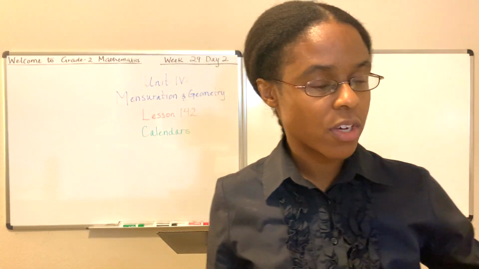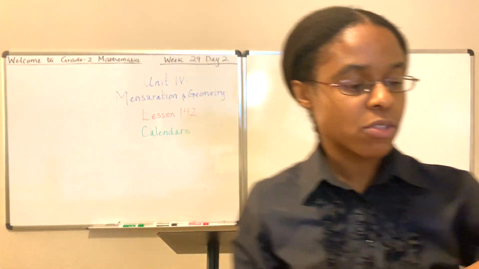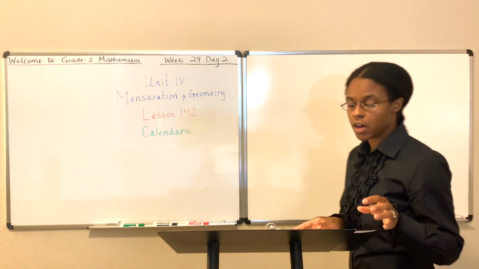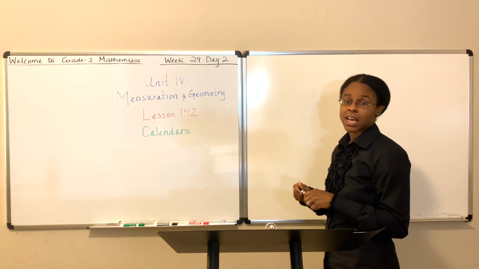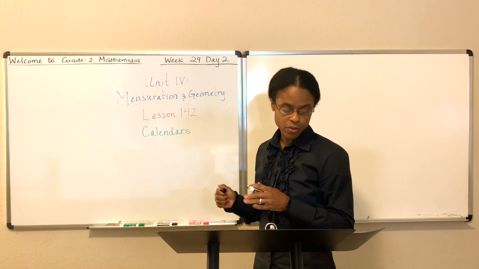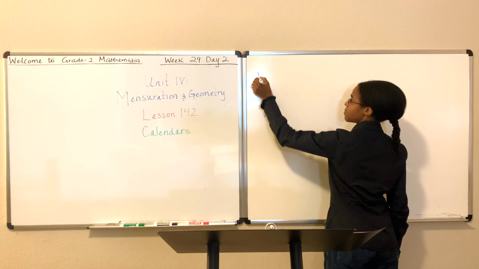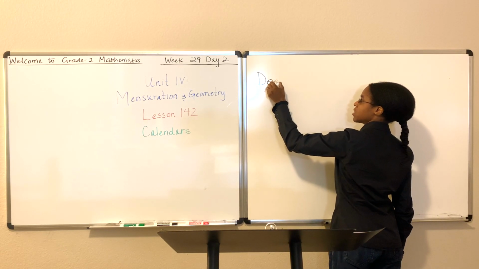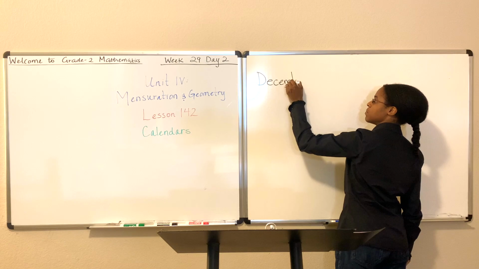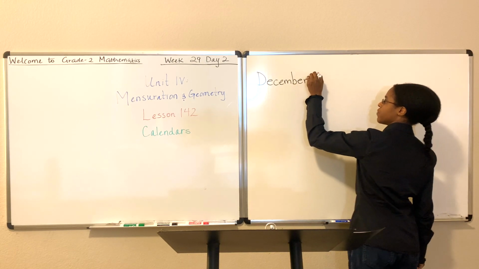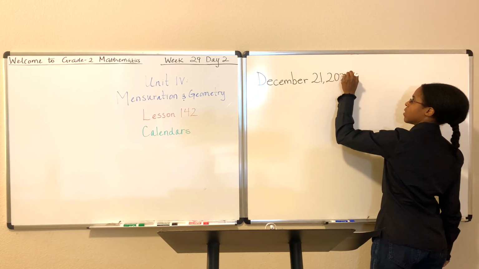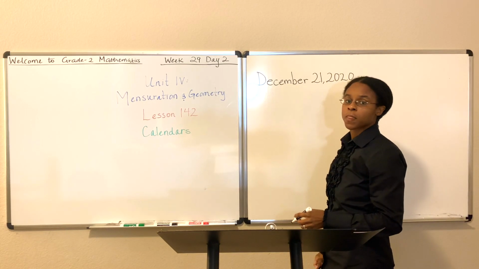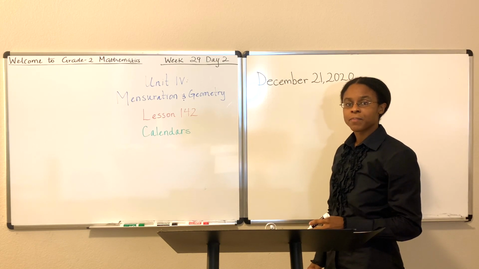Now, another thing I want you to be able to do at the conclusion of this lesson is to be able to write the day in question in several forms. So you can either say, we use the example December 21st, 2020. You can either say December. This is the most common way to write it. December 21st, 2020. That's one way. What's another way you can write the same date?